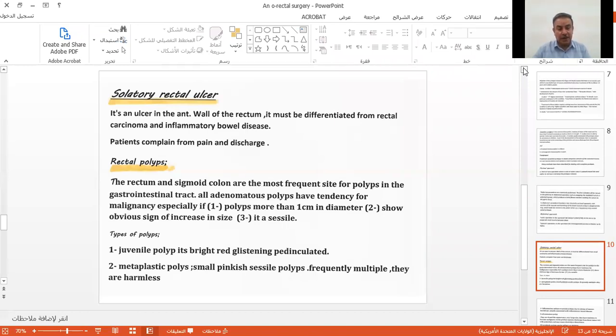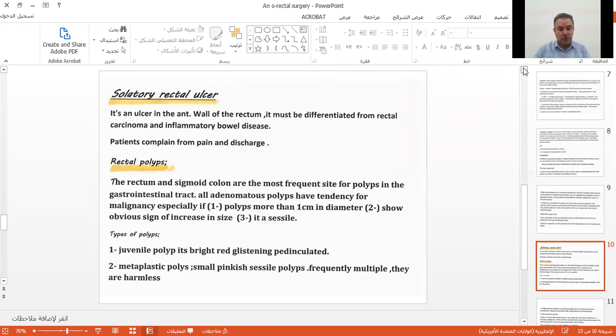Rectal polyps: the rectum and sigmoid colon are the most frequent site for polyps in the gastrointestinal tract. Polyps have a tendency for malignancy, especially if they are more than 1 centimeter in diameter or show obvious signs of increase in size, or are sessile rather than pedunculated. This carries a risk of malignancy.